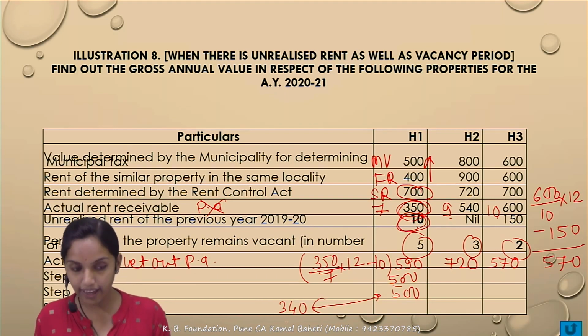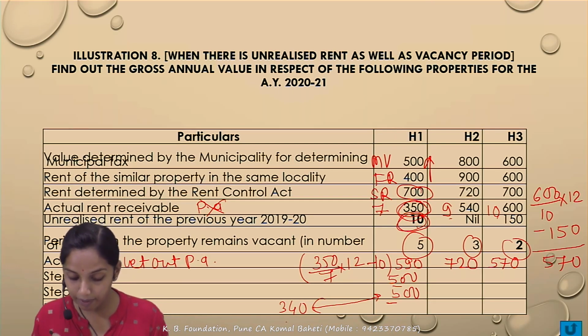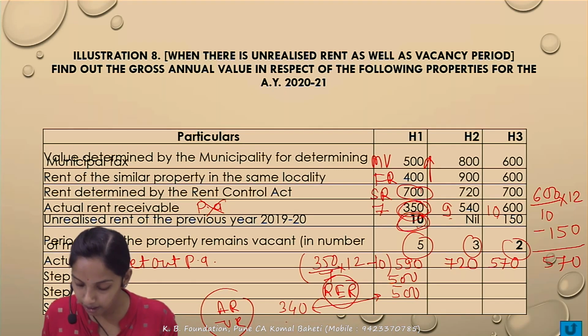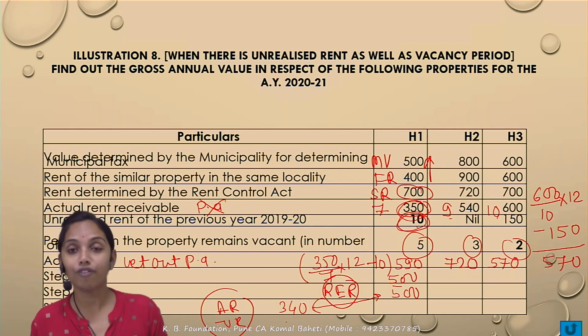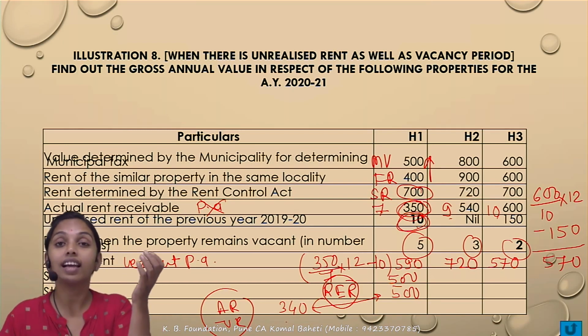So 340 or 500, whichever is higher, so the answer should be 500, correct? The reasonable expected rent is 500, actual rent minus the unrealized rent is 340, whichever is higher would become my GAV. So in this case the 500 would become GAV. But what does the AR say?